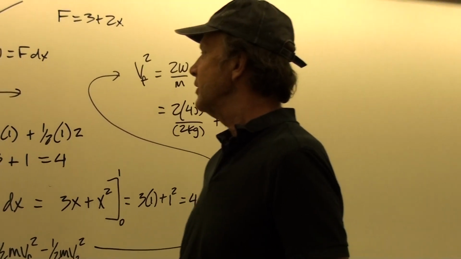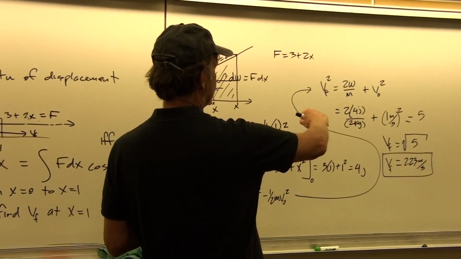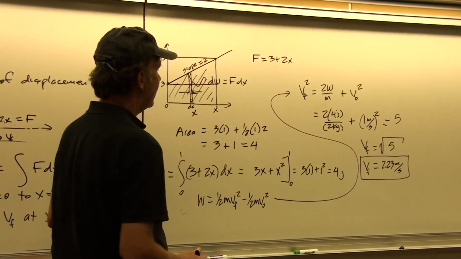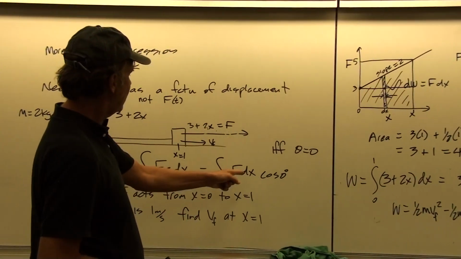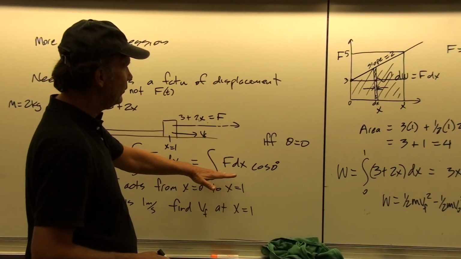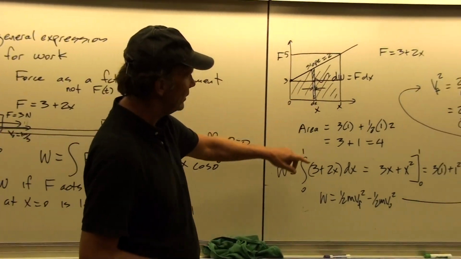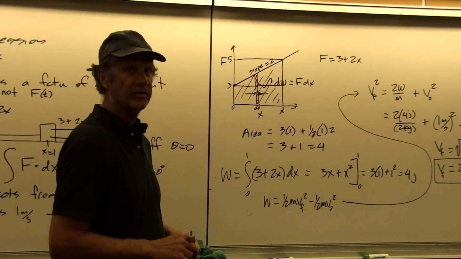Okay, so we did a similar process to what we had done in that other example with pulling the mass along at an angle with friction. But here we used a distance-dependent force. We integrated that variable force, got the area under the curve, and then set that equal to the change in kinetic energy to get the final velocity.